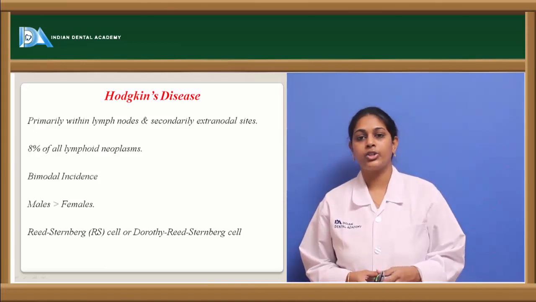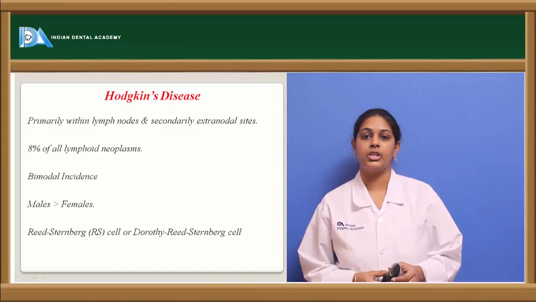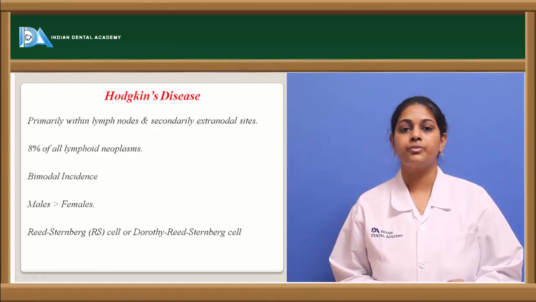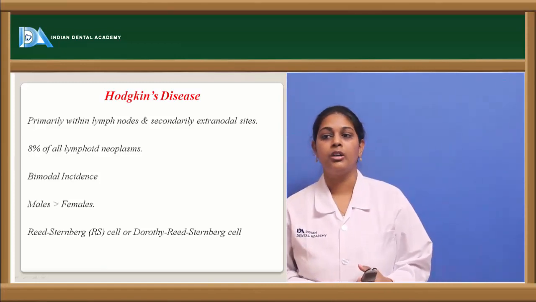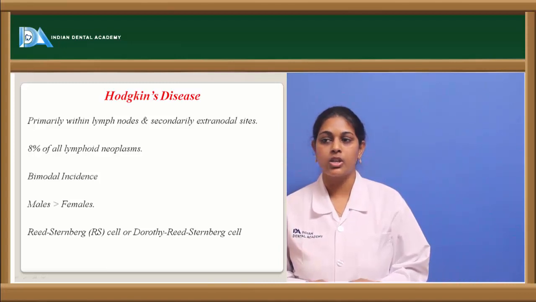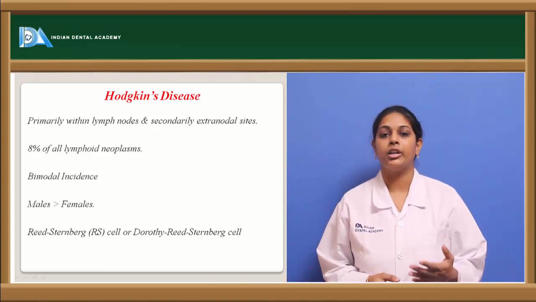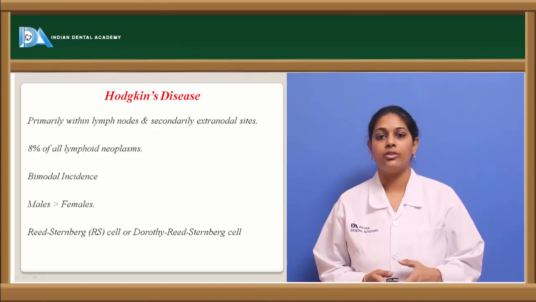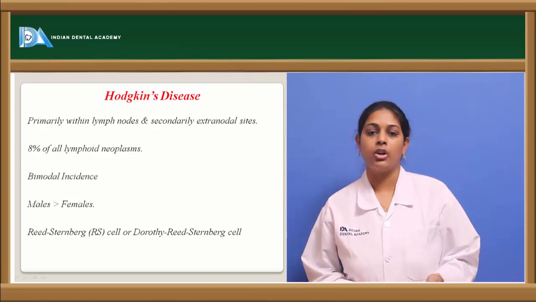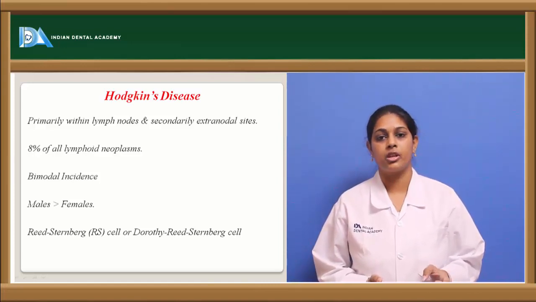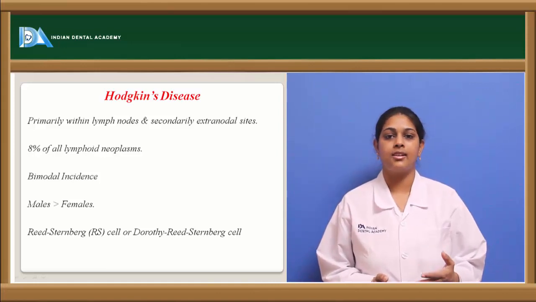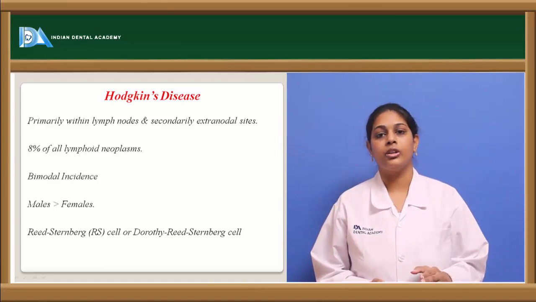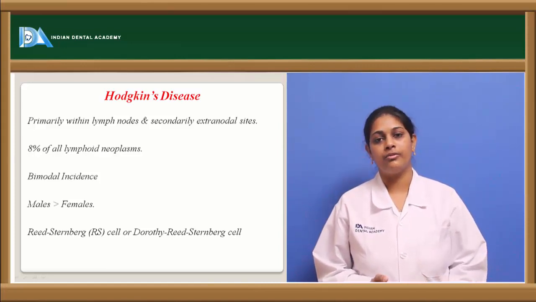The most characteristic feature of Hodgkin's lymphoma, if we consider the histopathological picture, is a prominent cell which defines it, known as the Reed-Sternberg cell. They are also known as Dorothy Reed-Sternberg cells, named after the person who identified them. These cells are usually found in Hodgkin's lymphoma. It is not necessarily so that all Hodgkin's lymphomas require the presence of Reed-Sternberg cells, but it is one of the characteristic criteria to diagnose a patient with Hodgkin's lymphoma.